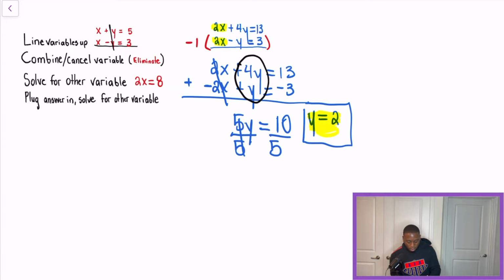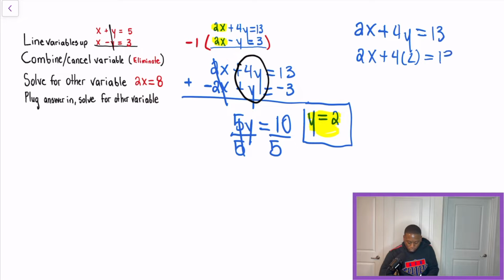So at this step, just remember, you could pick the first equation or the second one, does not matter. So I'm going to pick the second one, right? Well, let's do the first one. We have 2 times x plus 4y is equal to 13. And now we're going to substitute 2 in for y and just solve for our x. All right, so we substituted: 2x plus 8 is equal to 13.